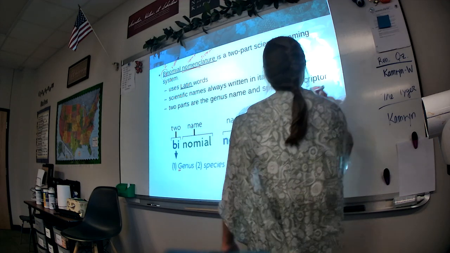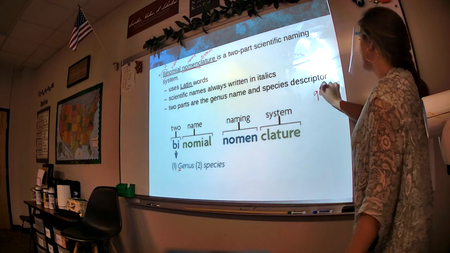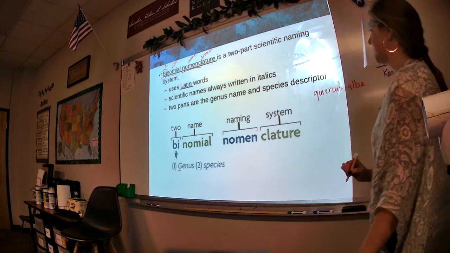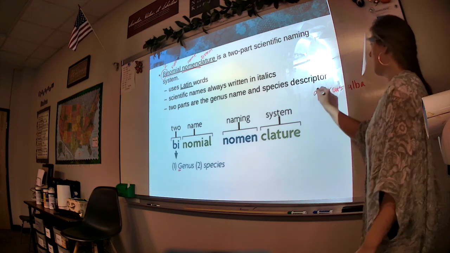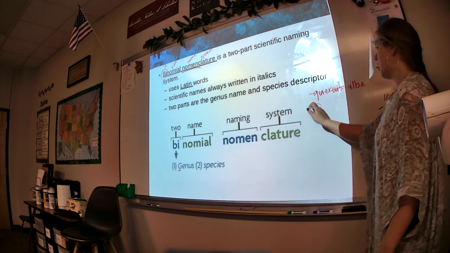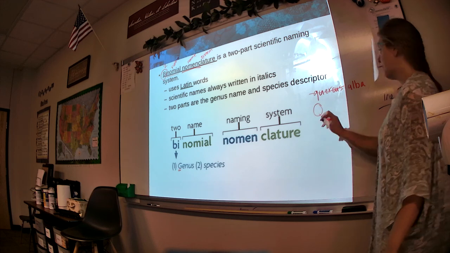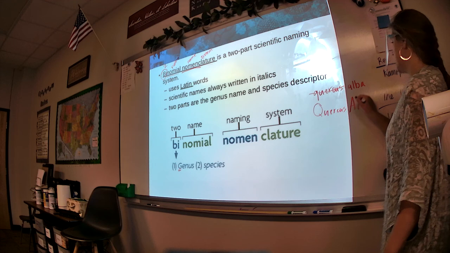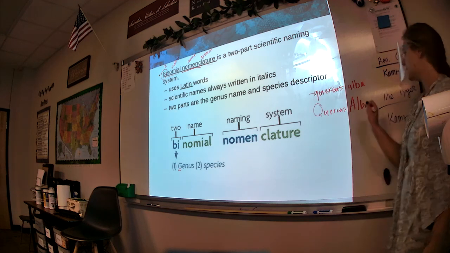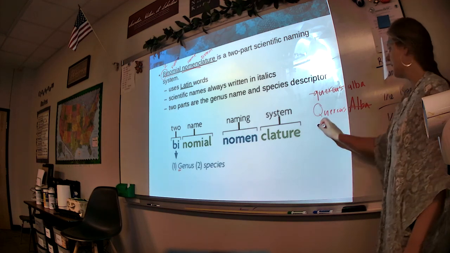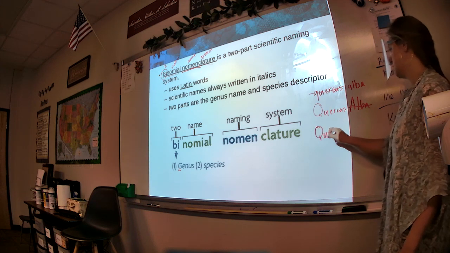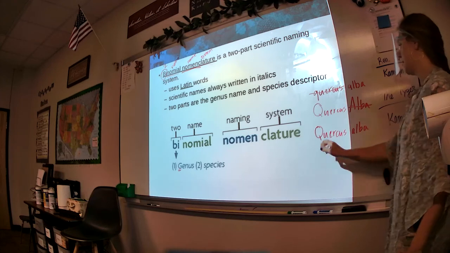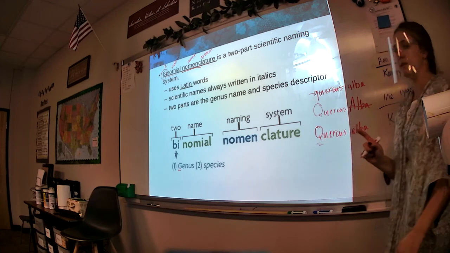Okay? You will never see Quercus alba written like this. Okay? That is wrong. It's always capital Q. But you would also never see this. This is wrong. Okay? This is correct. Quercus alba. This one's capital, this one is not.